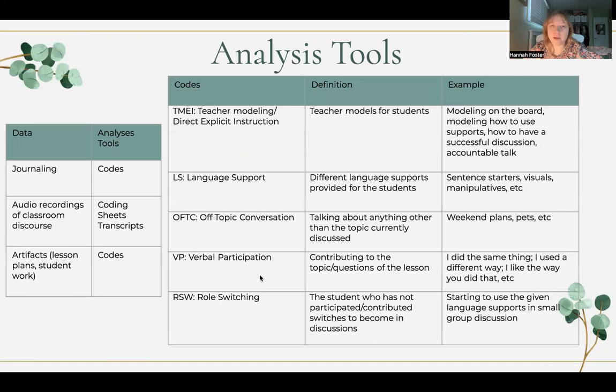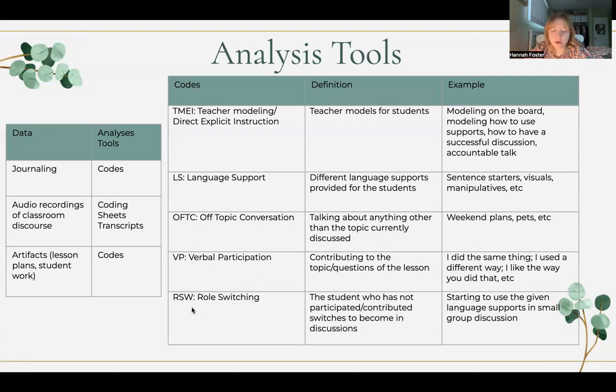VP is for verbal participation, and that would be contributing to the topics, just all in all talking and discussing what the questions are and what they should be solving during this small group time.